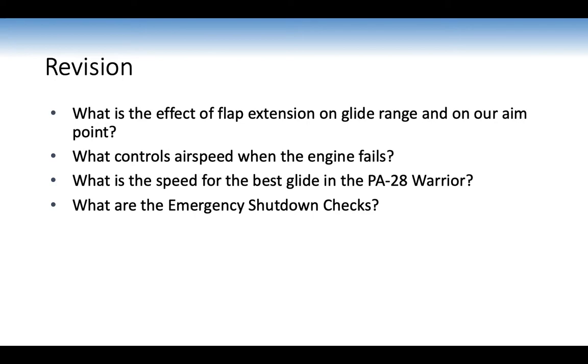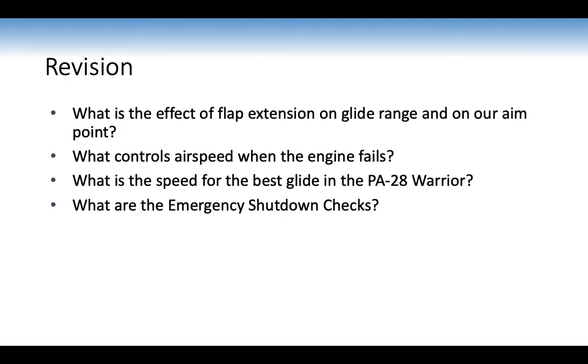But I'll read the answers out now. What is the effect of flap extension on glide range and on our aim point? It decreases our glide range and brings our aim point back, so that we can land at the start of the field. This is relevant because in this lesson, if we're too high, we can use flaps to decrease our gliding range, or if the aim point is a third into the field, we can use flaps to bring it towards the start of the field.